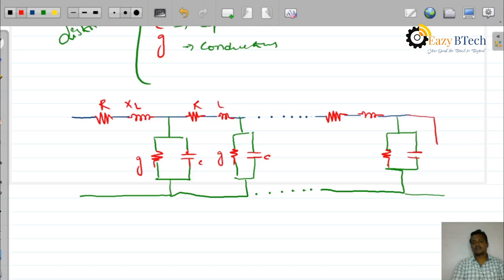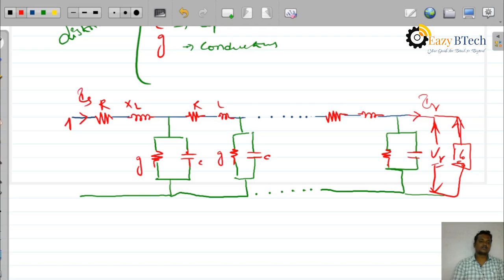This is the receiving end. Here we are having the load. Across the load, the voltage is VR here, the receiving end current is IR. This is the sending end current IS. Then it is VS. Okay, actually, if you consider the RLC parameters as distributed parameters, we have to analyze this type of network. Okay, this is the actual long transmission line.